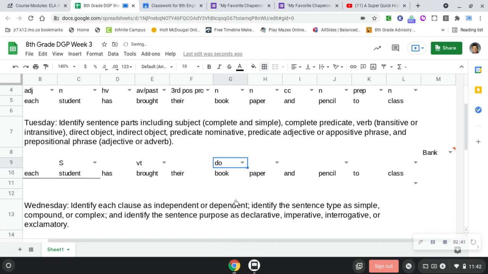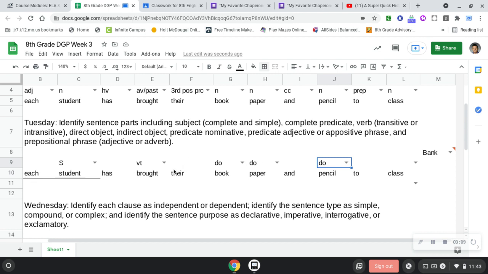So again, when we're talking caveman talk, the basics we want them to know is that student brought book, paper, pencil. Student brought book, paper, pencil. Make fire. Okay. Does this make sense?